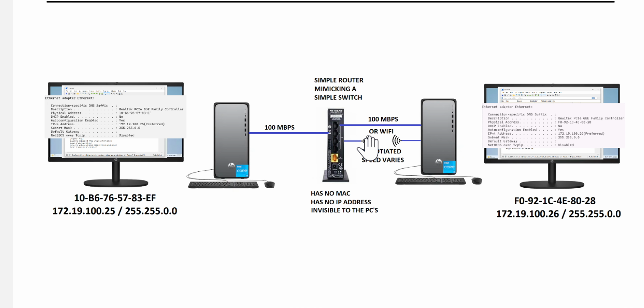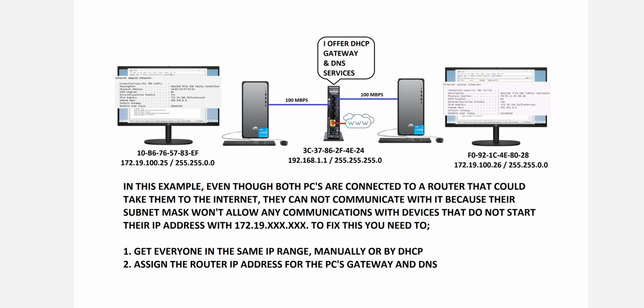And yes, the Wi-Fi's can be configured for static IP addresses, so you don't have to get assigned an IP address when you connect Wi-Fi. You can change it in the settings just like you do for the Ethernet connection. But this is the router mimicking a simple switch. Now let's look at it in its full-blown version, where it actually offers the DHCP gateway and DNS and a connection to the internet.